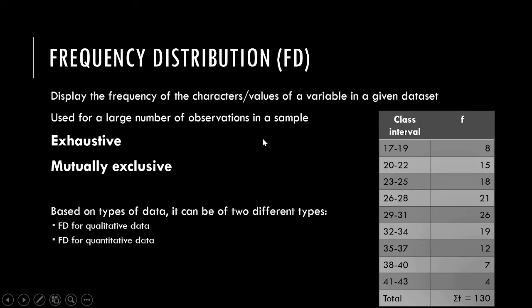The frequency distribution should possess some important characteristics. Exhaustive, that is, it should be possible to include each of the data points in one or the other group or class. The classes must be mutually exclusive, that means there should be no overlapping. Based on the types of data, it can be of two different types: frequency distribution for qualitative data and for quantitative data.